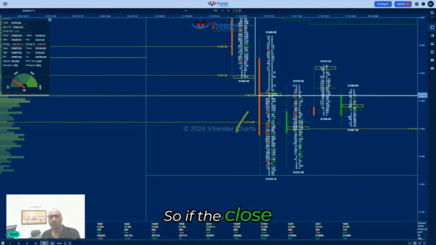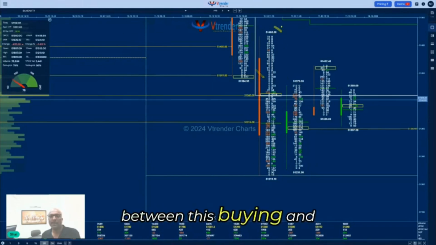So if the close of the bar, this is the close, is lower than the open, the color of the candle is red. Or if the close of this particular bar is higher than the open, the color of the candle is green, right? In order flow, we don't pay attention to the information in the color of the candle. What we do is we try to find out what has happened between the buying and the selling.